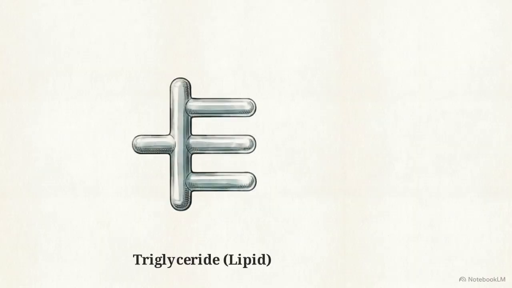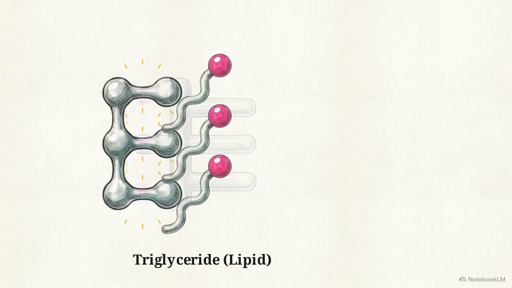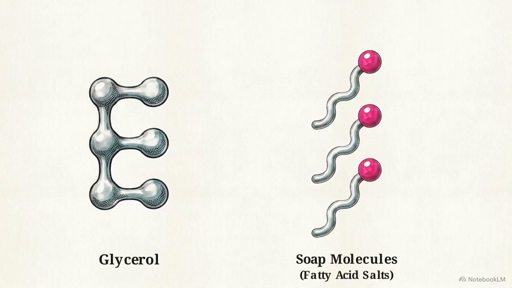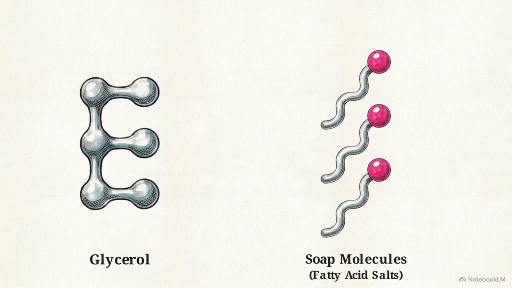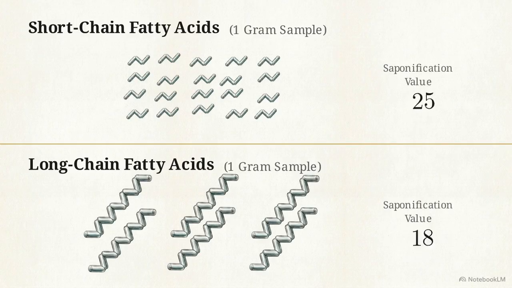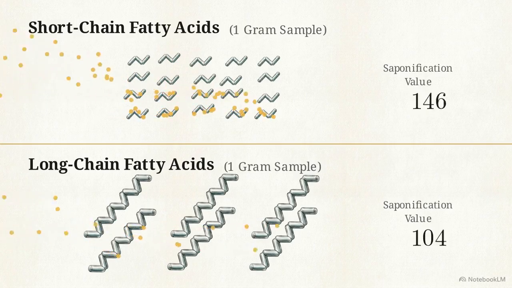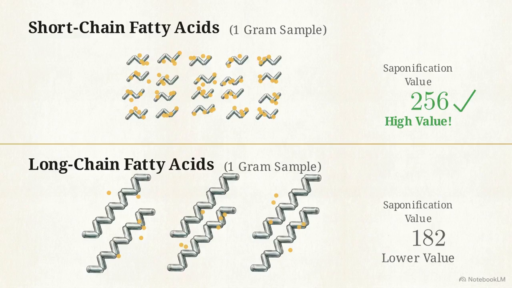To understand what that means, we look at the chemical mechanism. When we heat lipids in an alkaline medium, the reaction splits the large triglyceride molecules. They break down into 3 smaller soap molecules and 1 glycerol molecule. This reaction gives us a useful scale. Because smaller molecules require more KOH to react per gram of sample, a higher saponification value indicates the presence of shorter fatty acid chains. Conversely, a lower value points to longer chains.